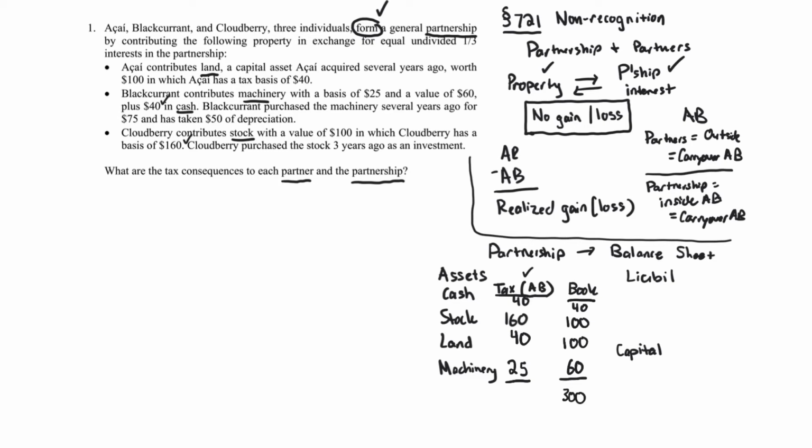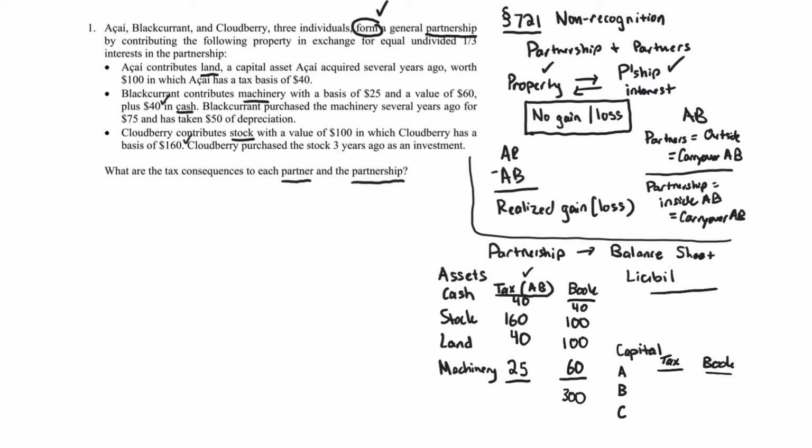The liabilities, there's no liabilities here. Capital. We've got A, B, and C. Just like for the assets, we're going to have a tax column and we're going to have a book column. All right.